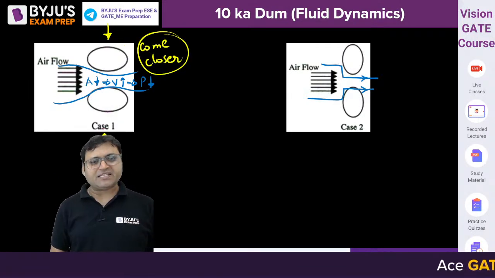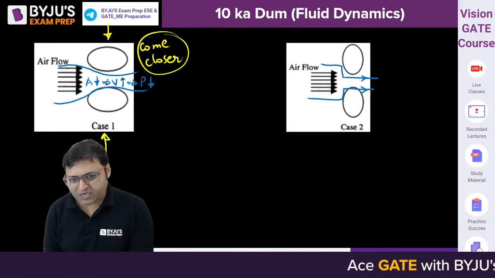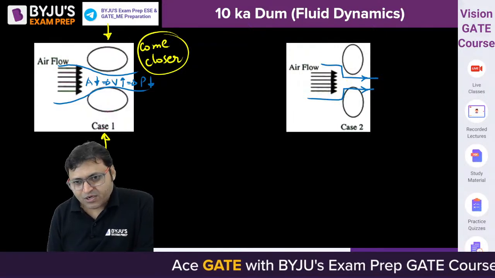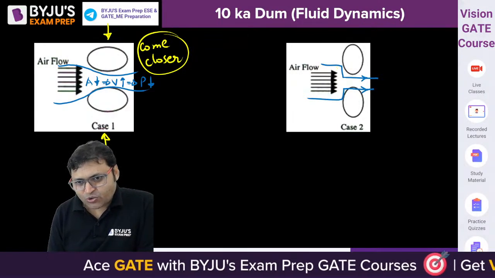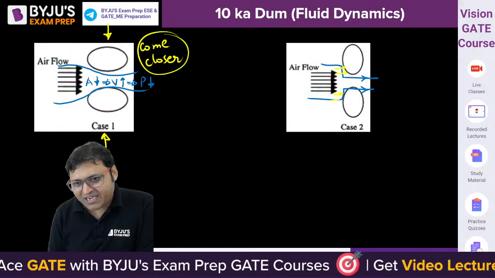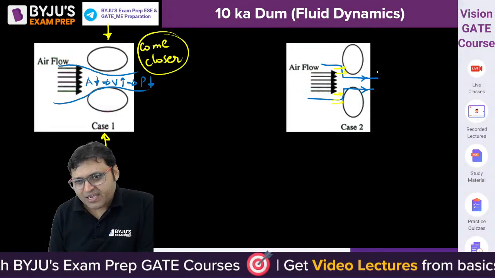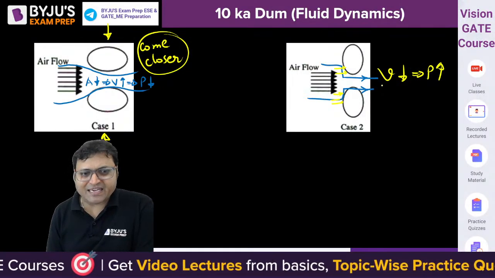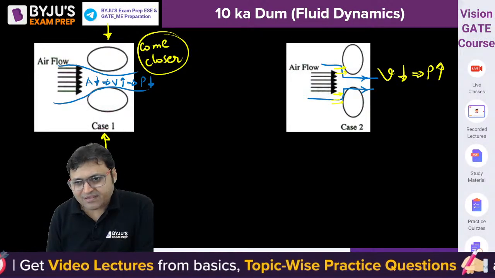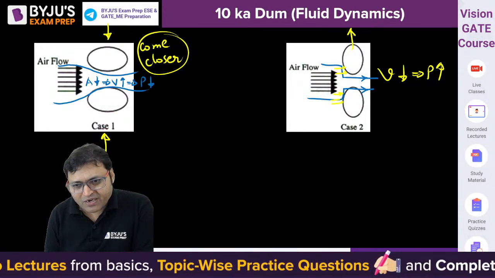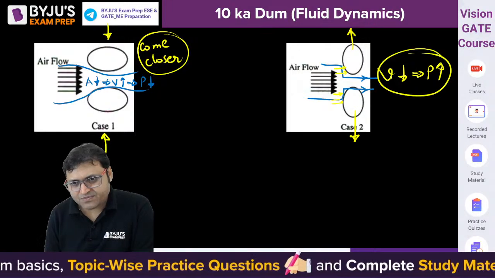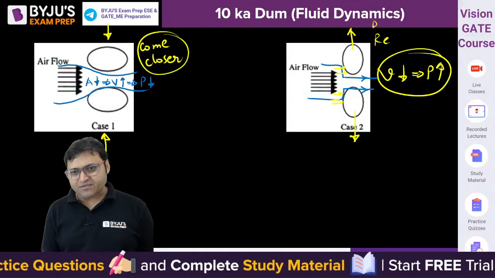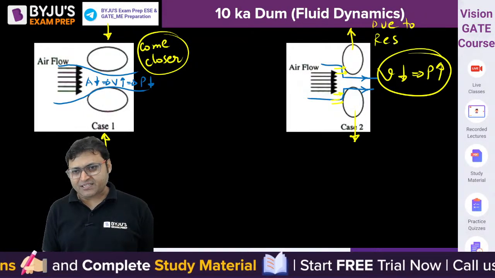In the first case, the ellipses will come closer, but here, due to sudden convergence, the fluid will strike here, the fluid velocity will decrease and the pressure will increase. If the pressure increases, then they will move away from each other. Why will the velocity decrease? Due to restriction.